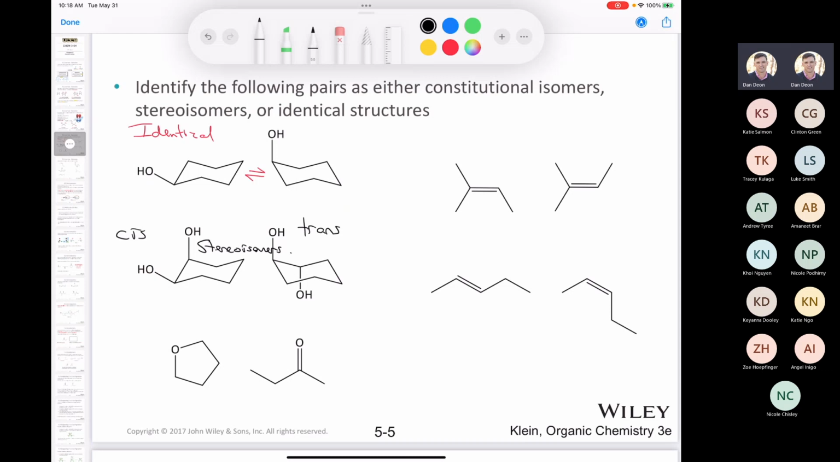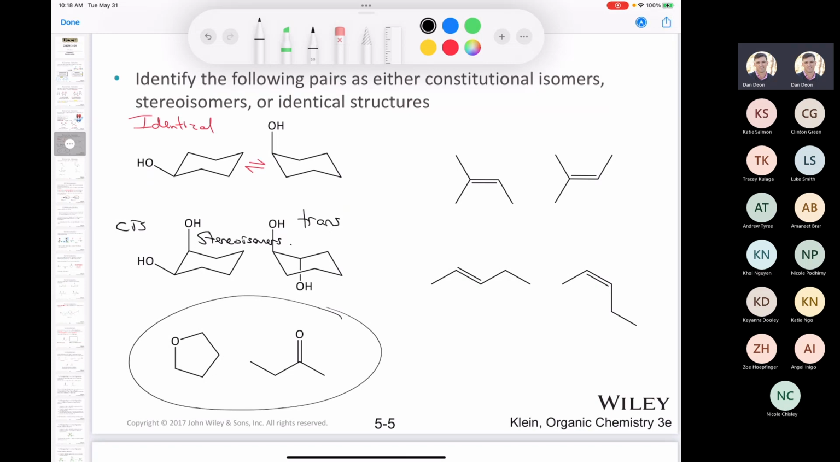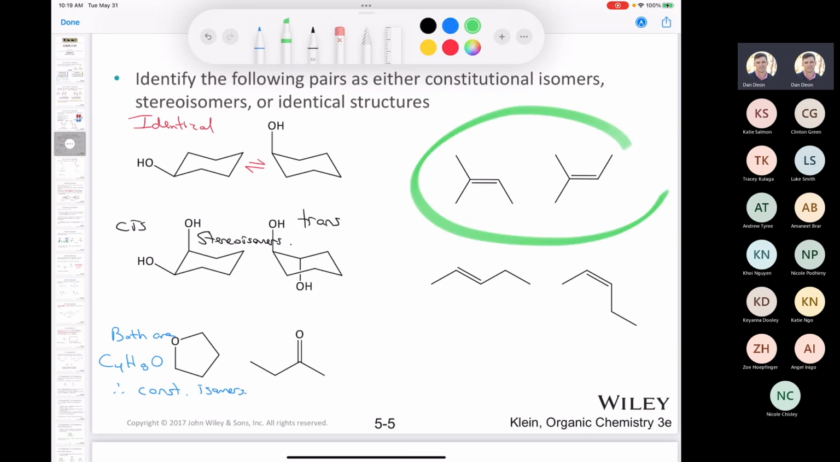What about the next one? The next one, this one here, where I have a ring, I have this ether. This is called tetrahydrofuran. This is called butanone. Anybody have an idea about this one? The one in the bottom left? Yeah, these are constitutional isomers, absolutely. So we'll just put here, both are C4H8O, and therefore these are constitutional isomers.